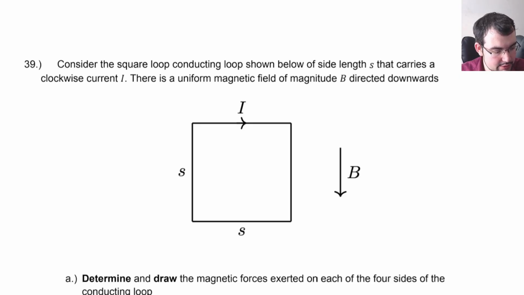So we have a conducting loop, side length S, there's a B field down. We want the B-I-L forces on all the sides of this.